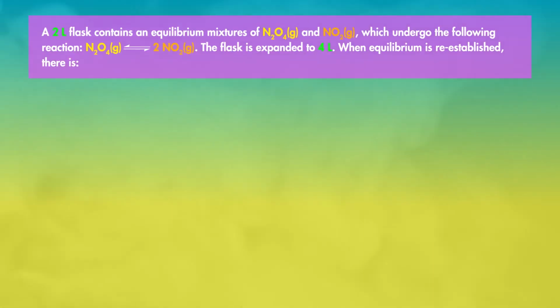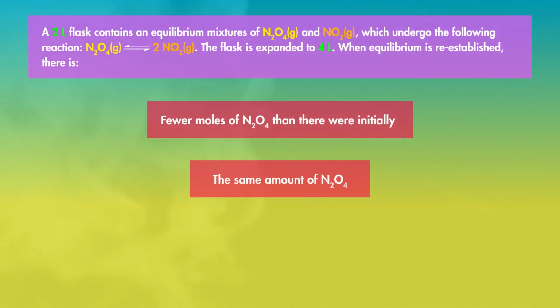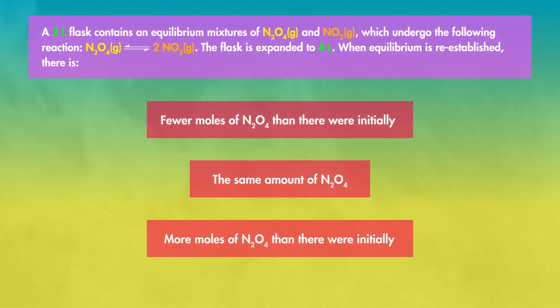A 2-liter flask initially contains an equilibrium amount of N2O4 and NO2. They undergo the reaction shown. The flask is then expanded to 4 liters. When equilibrium is reestablished, we have fewer moles of dinitrogen tetroxide than there were initially, the same amount of dinitrogen tetroxide, more moles of dinitrogen tetroxide than there were initially.